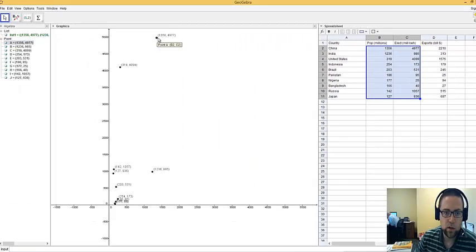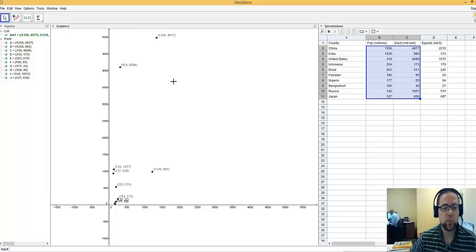So right here you see the point. The population is on this axis, and energy production is on this axis. So you can see that China, with its 1,300,000,000 people, produced 4,977,000,000 kilowatt hours of electricity.